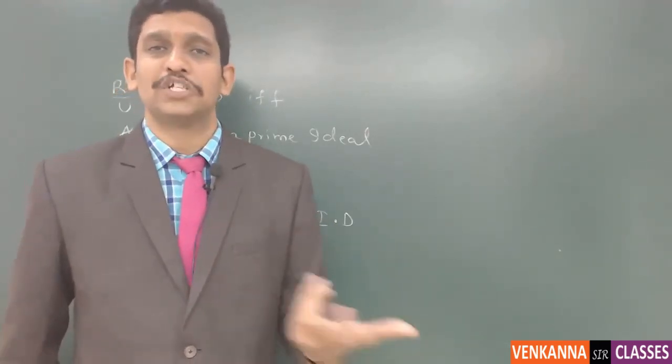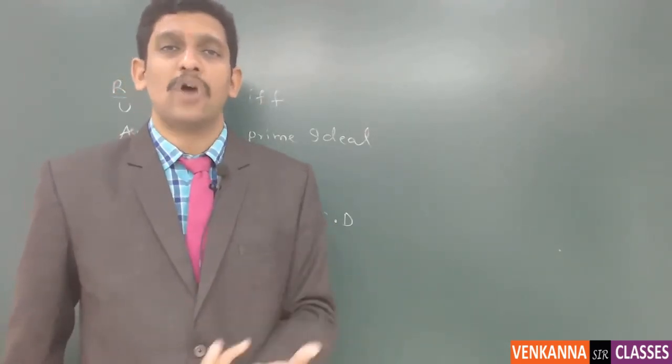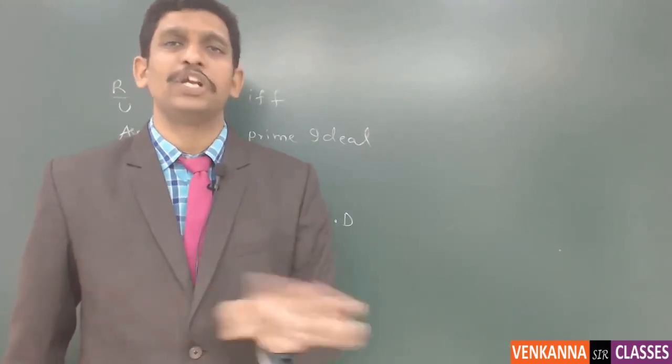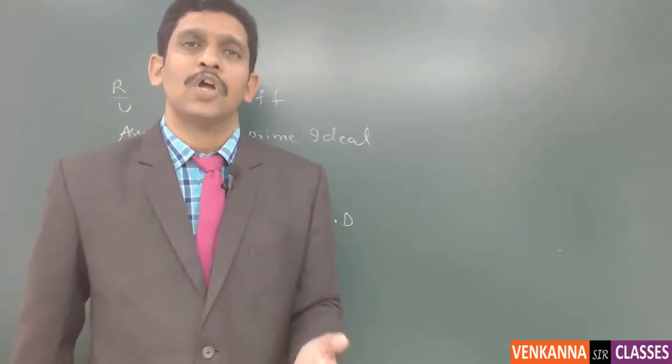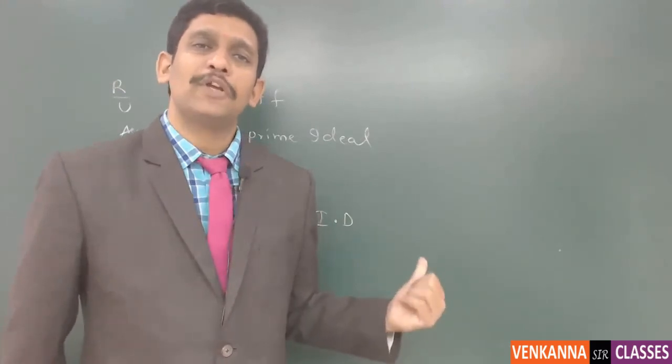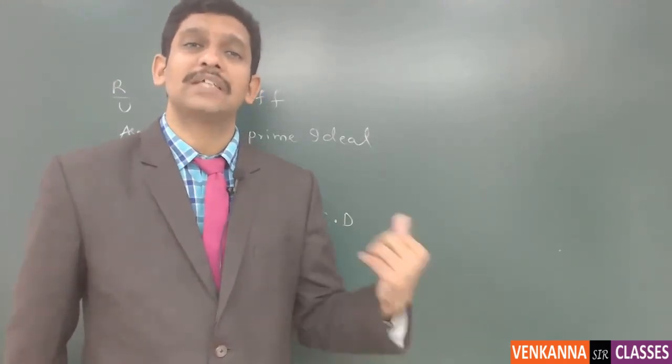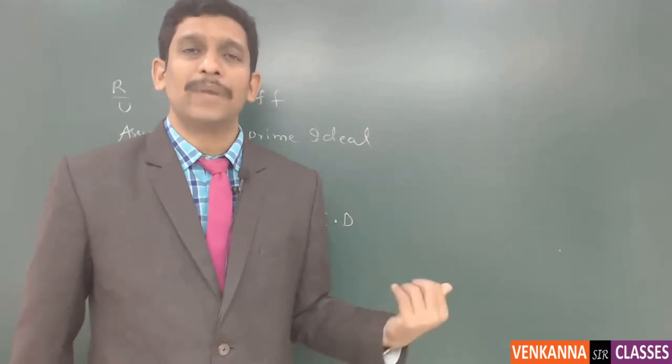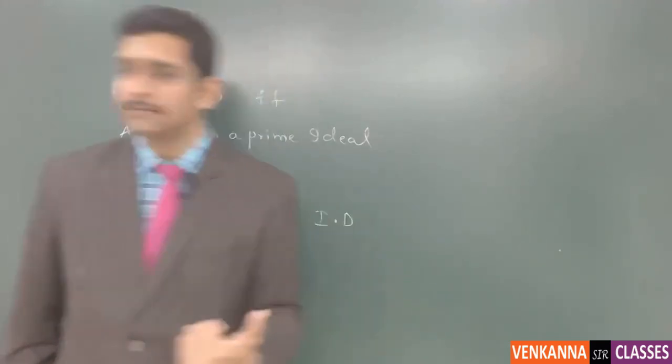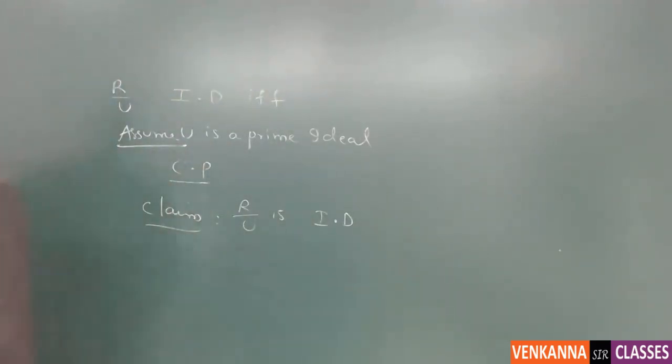R by U has distributive laws. R by U is commutative. These things there is no need to verify separately. We simply verify that R by U has no zero divisors or not. Then it will become the integral domain. Okay? Clear for everyone?